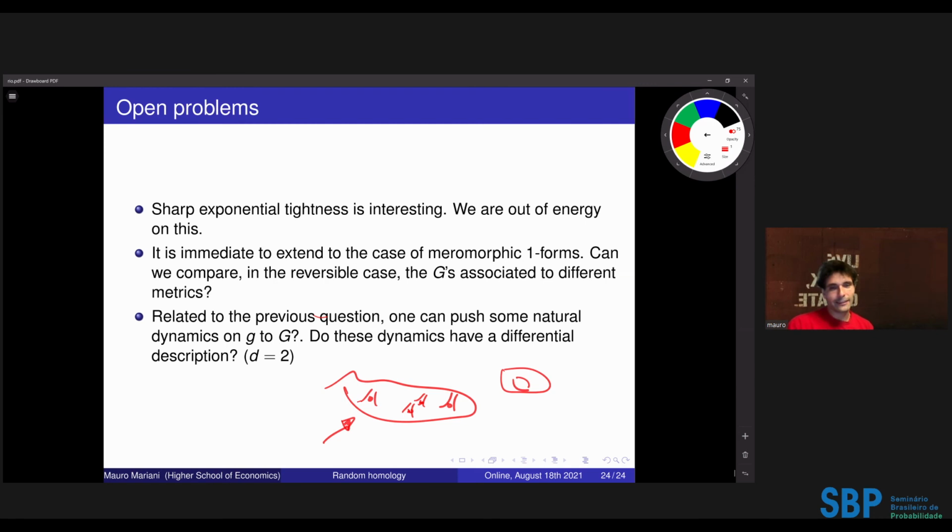And the last question is then, can we push? So there is a dynamics on complex structures up to some transformation on the manifolds, which is called the Teichmuller dynamics. So you can push this. Since it is clear how G behaves when you make this kind of transforms, you can push this dynamics on G. And can we say something on this dynamics? I have no idea about the answer, and this only works in dimension 2. Okay. Sorry for the very quick open problems list.